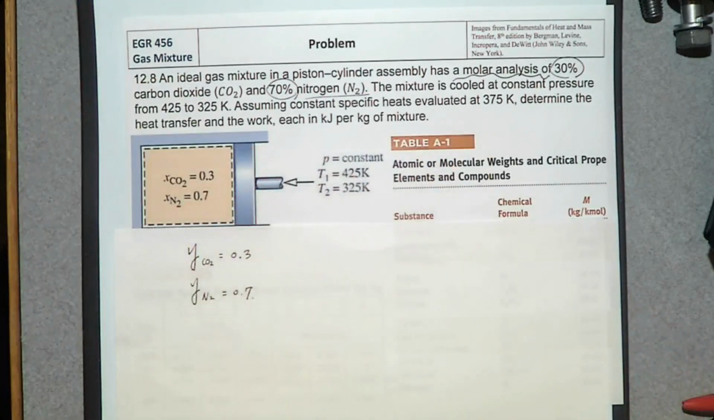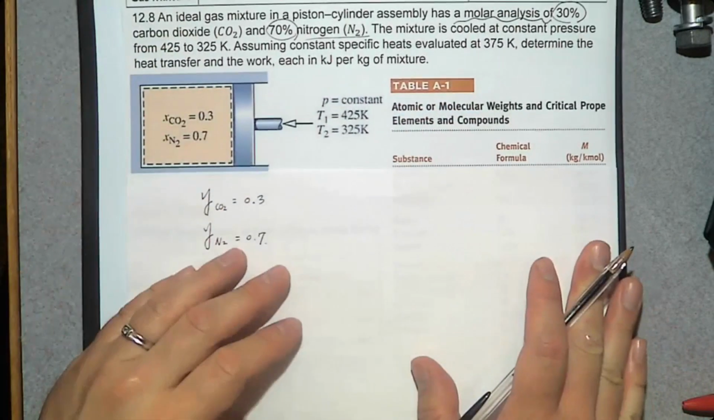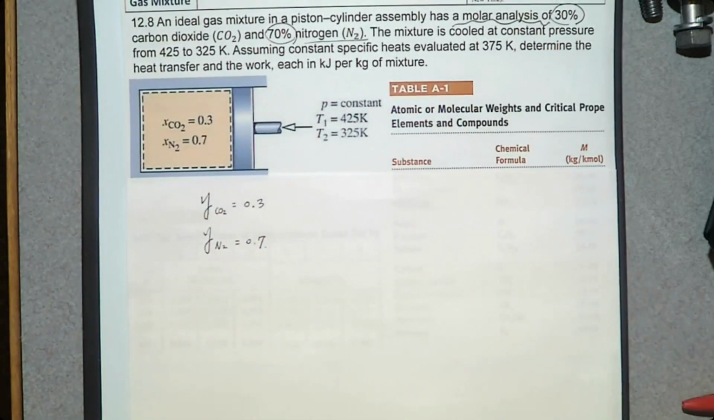Since there's the cooling process, we need to come up with an energy balance equation. So let me write the energy balance equation. There are two energy balance equations: one is for a closed system, the other one is for an open system. Is it a closed or an open system? It's a closed system.